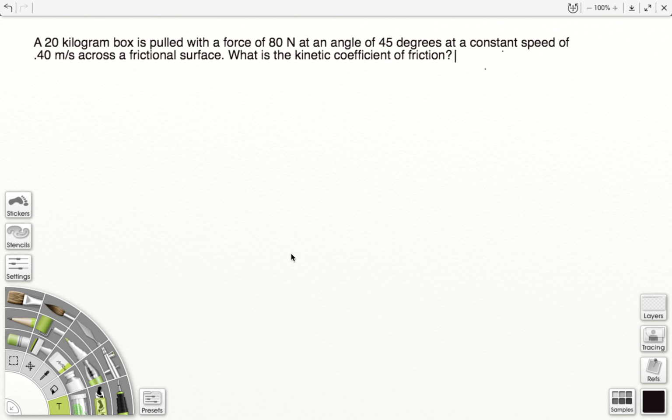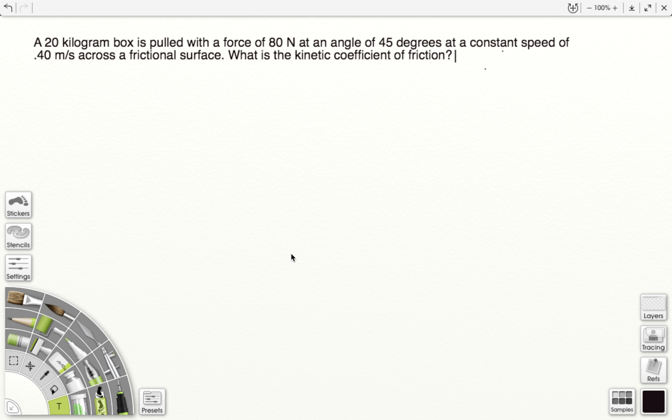In this video, I'm going to go over a force problem. In this problem, a 20 kilogram box is pulled with a force of 80 newtons at an angle of 45 degrees at a constant speed of 0.4 meters per second across a frictional surface. And the question is, what is the kinetic coefficient of friction?